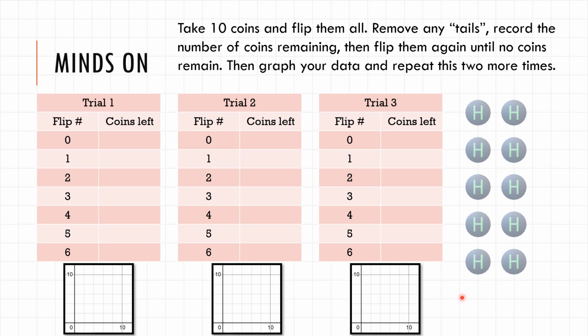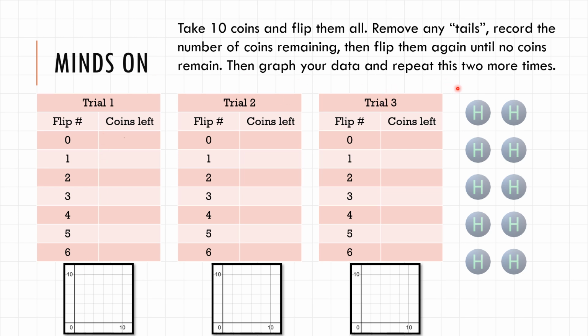To start off, I'd like you to give this experiment a try. All you'll need are 10 coins, or even if you have one coin, you can flip it 10 times and record that as one event. Once you're done flipping all the coins, you'll only flip the coins again if they were heads. So you're going to remove any coins that flipped into tails, record how many coins are remaining, and then flip the remaining coins again and again until there are no coins remaining. You're going to record all of that data on a chart, and then you're going to graph that data, and then repeat that entire experiment 2 more times.